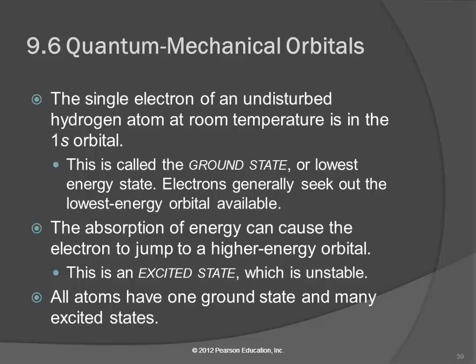That's like normal, low energy. But then something can come in, a bolt of electricity or something, and infuse energy into that electron and cause it to move, to jump to a higher energy orbital. And we call that an excited state. That excited state with the extra energy is unstable. The electron won't stay in that high energy level.